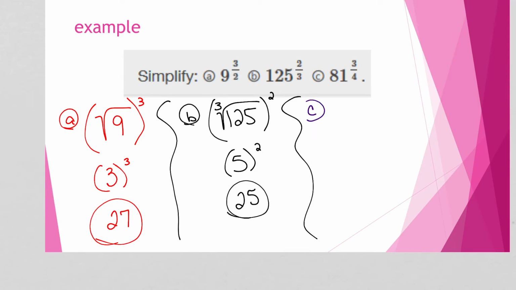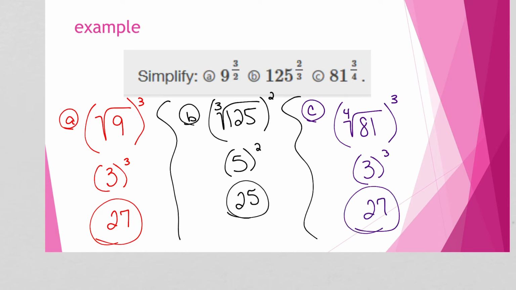All right, so let's take a look at C. So we've got the fourth root of 81, and I can easily take the fourth root of 81, so I'm going to put the 3 outside and raise it to that power out there, okay? So that would be, fourth root of 81 is 3. 3 to the 3rd power is 27.